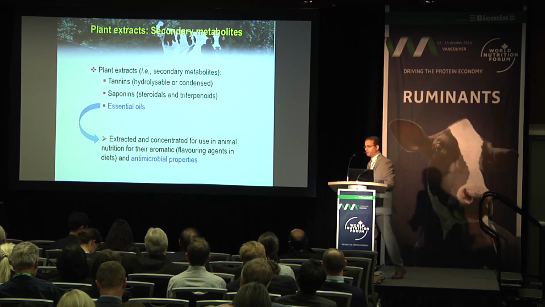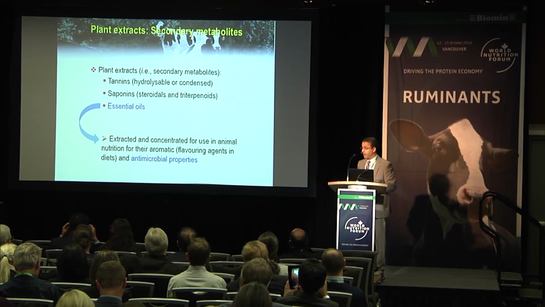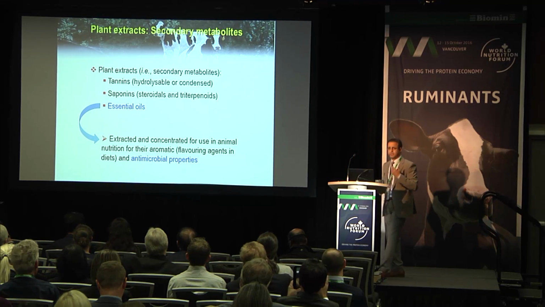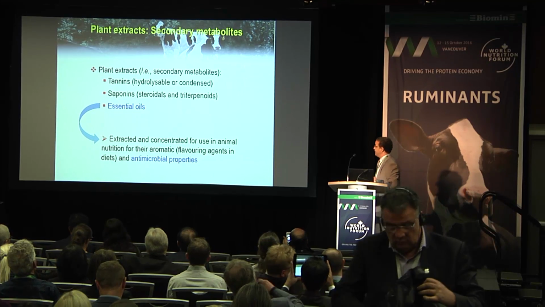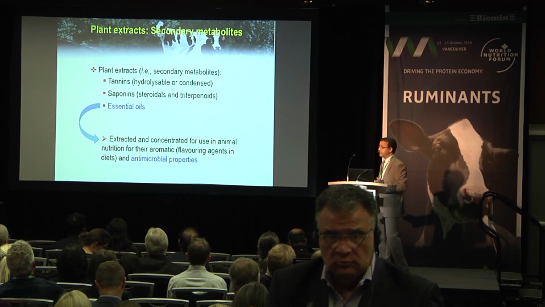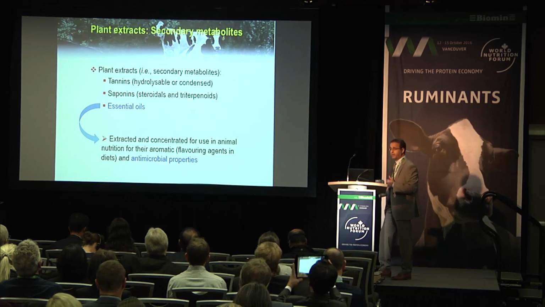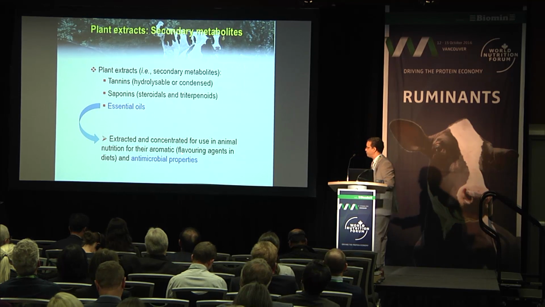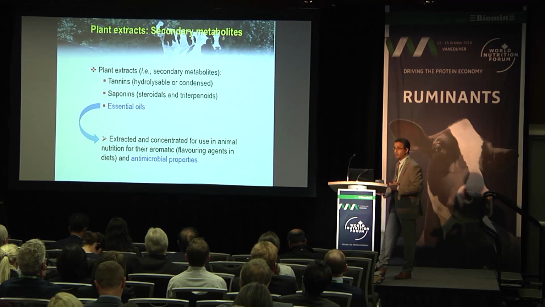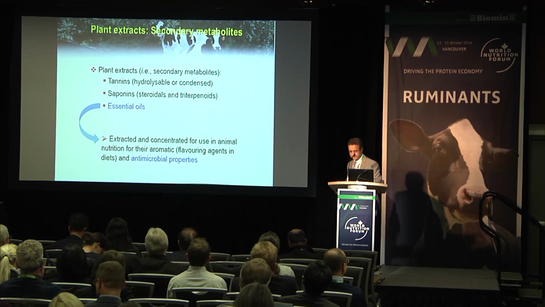You know, plants produce an extensive array of organic compounds that are synthesized through their secondary metabolites. Among them, we have tannins, saponins, and essential oils. And the latter, when extracted from the plant and concentrated, can be used in animal nutrition for their aromatic and more particularly for their antimicrobial properties.